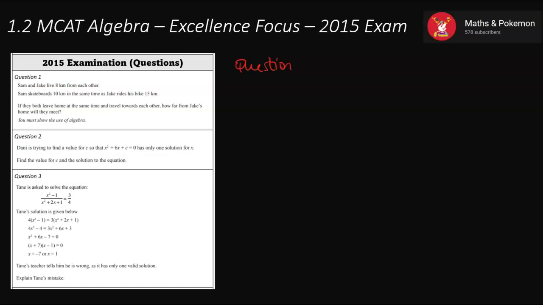So I'm just going to jot down question number 1. We've got two people, Sam and Jake. They live 8 kilometers apart. Sam skateboards 10 kilometers at the same time that Jake rides his bike 15 kilometers. If both of them leave at the same time and travel towards each other, how far from Jake's house will they meet?